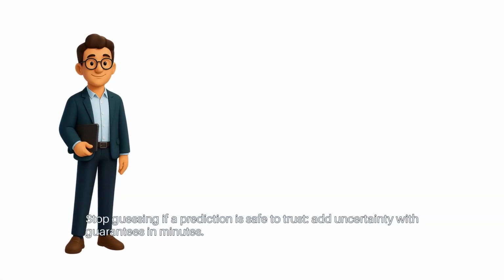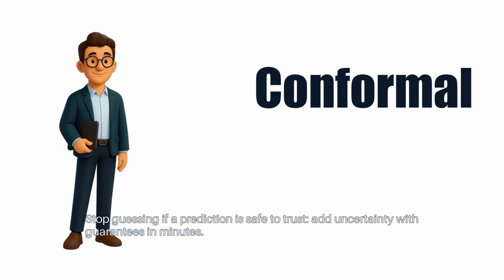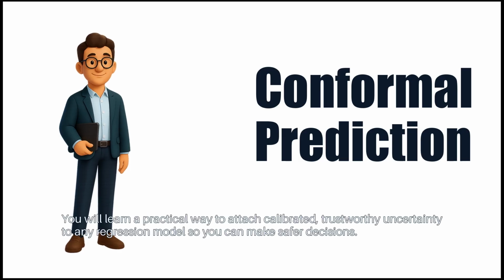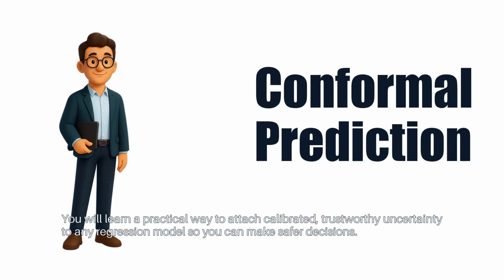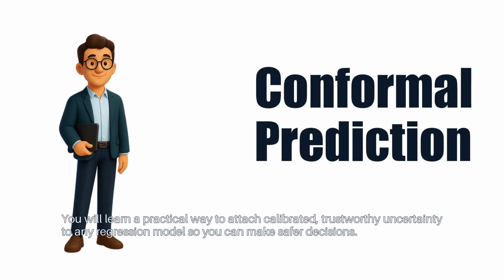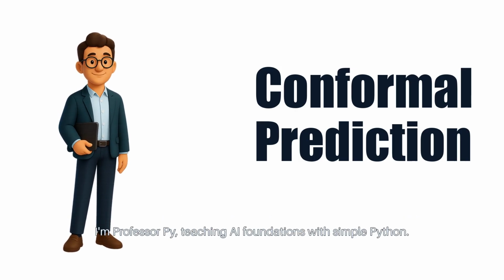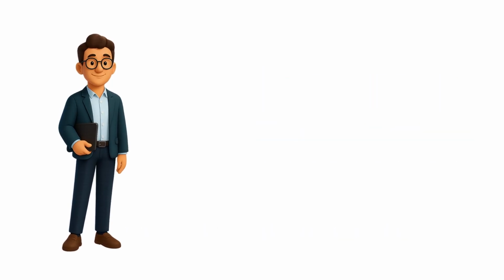Stop guessing if a prediction is safe to trust. Add uncertainty with guarantees in minutes. You will learn a practical way to attach calibrated, trustworthy uncertainty to any regression model so you can make safer decisions. I'm Professor Pi, teaching AI foundations with simple Python.